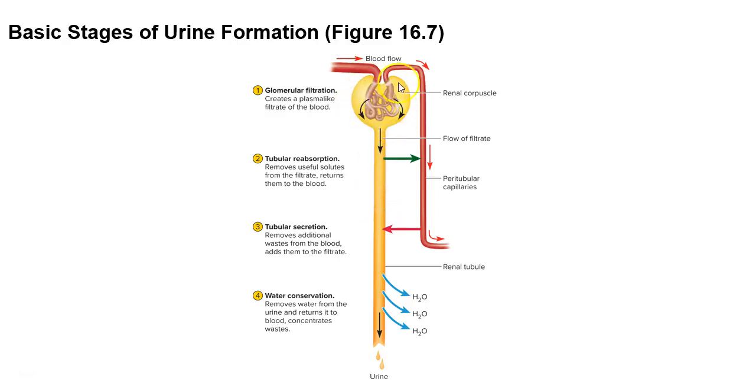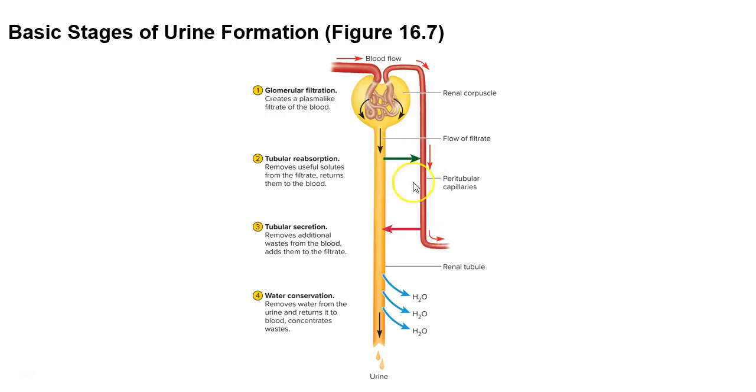So that filtrate is going to consist of not only waste materials, which is what we're trying to remove using the urinary system, but it will also consist of things that are useful, things like water, glucose, certain types of electrolytes. And so a lot of those will have to be reabsorbed during step 2 from the filtrate. So tubular reabsorption is where we remove useful solutes from the filtrate and return them back into the blood within these peritubular capillaries. After we've reabsorbed the useful substances, we can then have tubular secretion.